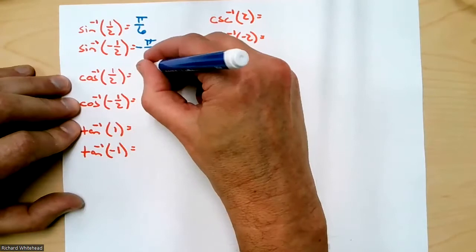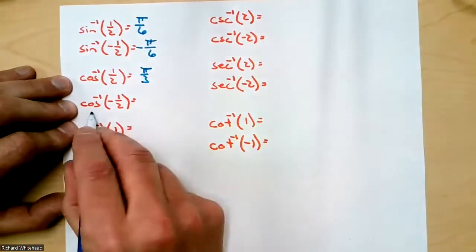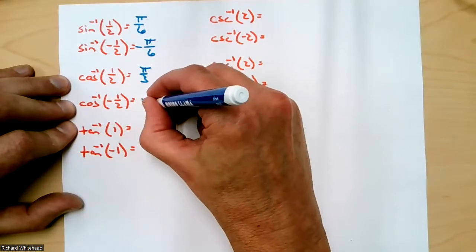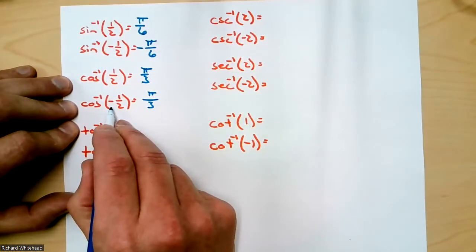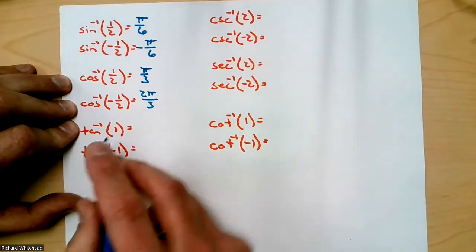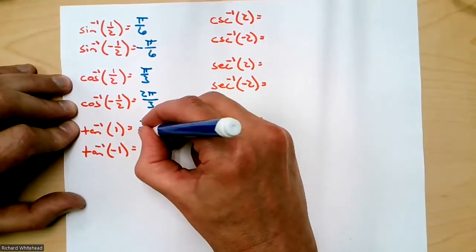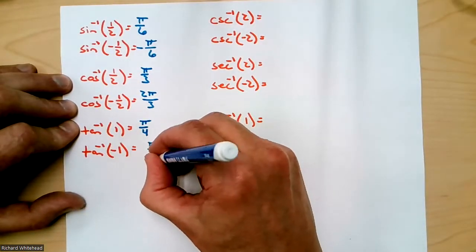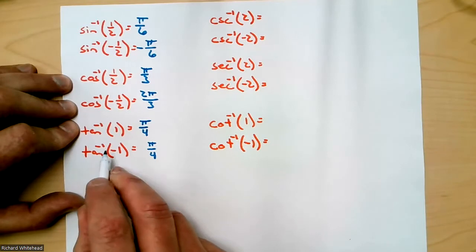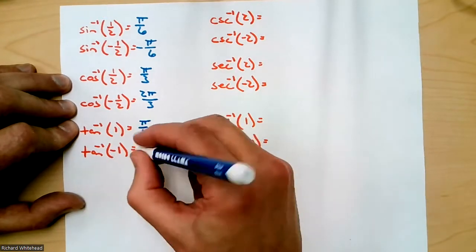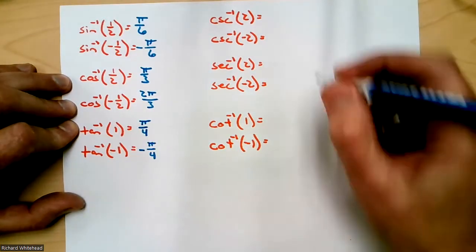Cosine of 1/2, oh, that's easy. That's pi over 3. Cosine of negative 1/2, well, you're thinking, okay, I know the reference is pi over 3, but oh no, it's negative, so I just go regular second quadrant, so 2 pi over 3. Tan of 1, oh, that's easy, pi over 4. Tan of negative 1, well, I know the reference is pi over 4, but oh no, tan is one that goes fourth quadrant for the negatives, which just means negative reference angle.